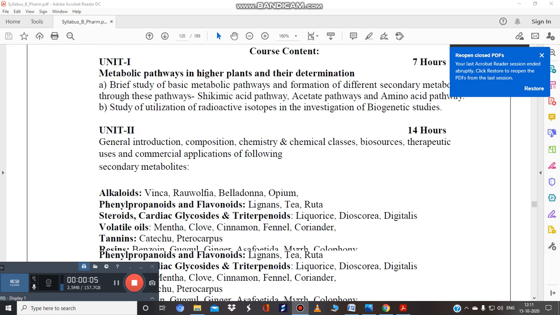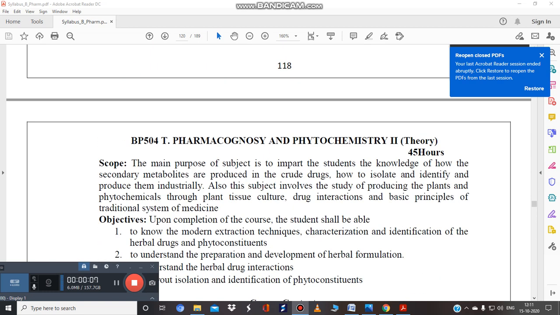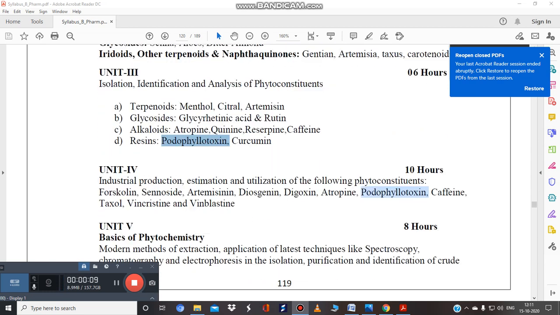So we have started unit number 3 of pharmacognosy and phytochemistry 2. And in unit number 3 we have completed the isolation, identification and the analysis of terpenoids, in which we have completed menthol, citral and artemisinin. We have also completed the isolation, identification and analysis of glycosides, glycyrrhetinic acid and rutin. Now we have covered the resin part also, in which we have completed the curcumin.